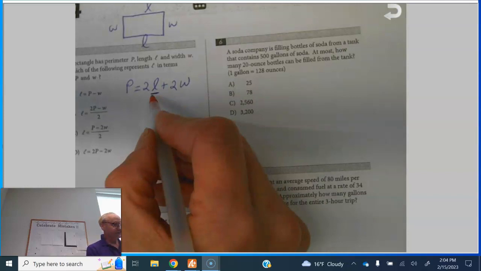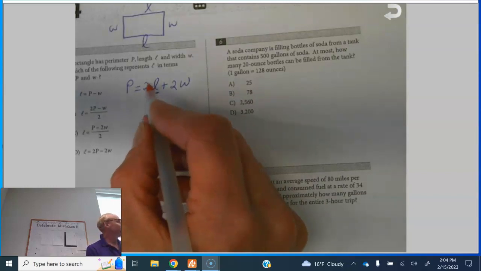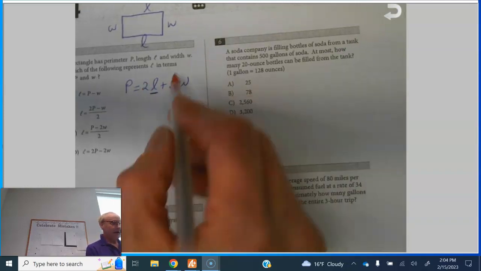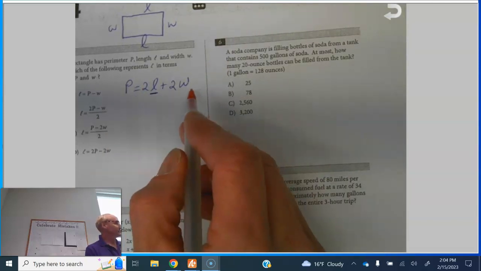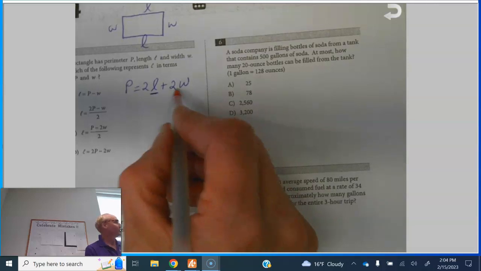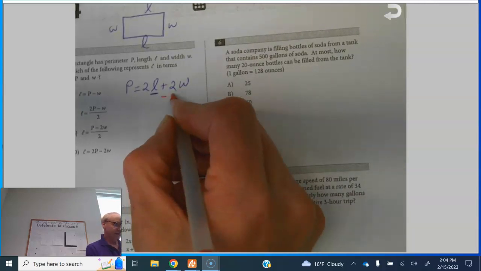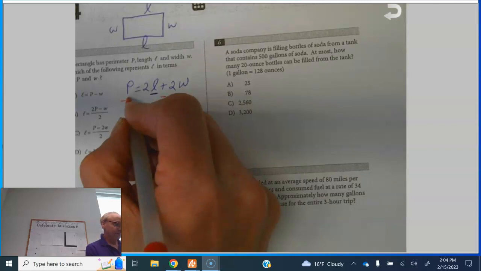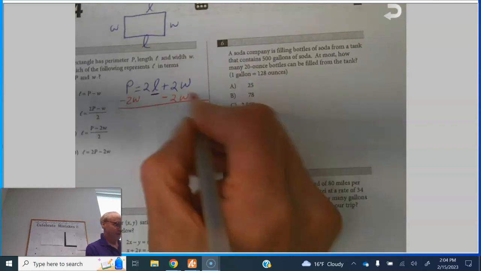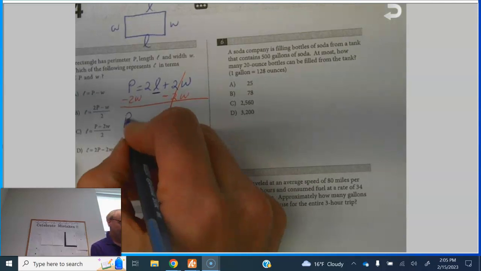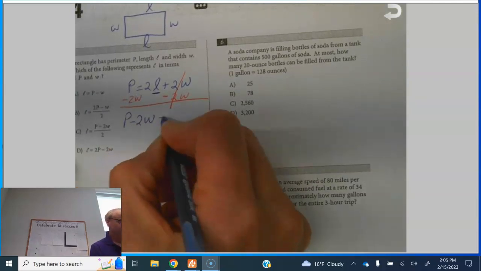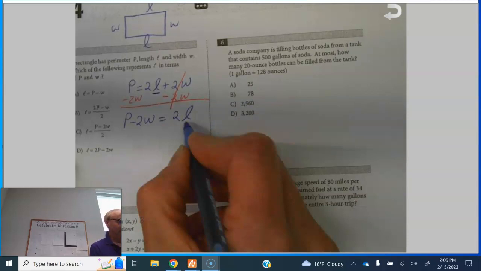Good idea. I can't subtract L because it's being multiplied by 2. And I could divide everything by 2, but a better option is to start with subtraction. I want to get rid of this 2W. So I'm going to subtract 2W from both sides, like that, and get the 2L by itself. So I have P minus 2W is equal to 2L, and I want to get L by itself.